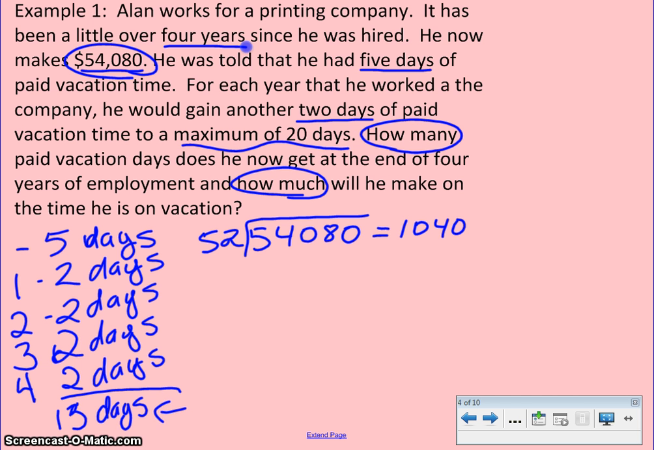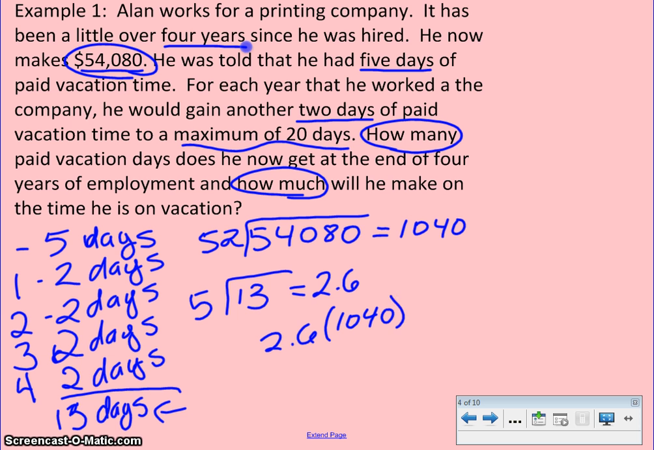So if we're going to have that as a week, we need to get these 13 days also in terms of a week. As I said, a week is based on a 5-day work week. So if we take that 5 and divide it into the 13 days, we find that Alan currently has 2.6 vacation weeks. Our last step is to take the 2.6, which is our vacation weeks, and multiply it by the 1,040, which is how much he earns in a week.